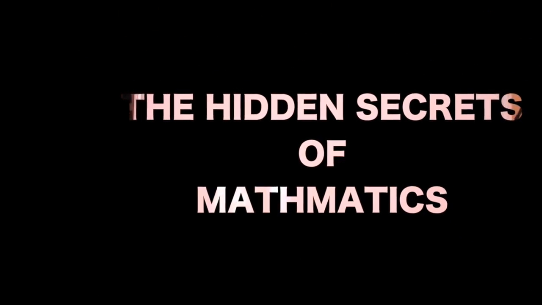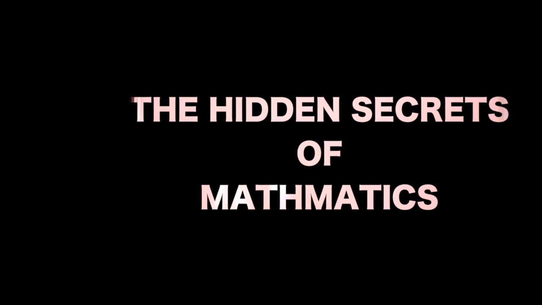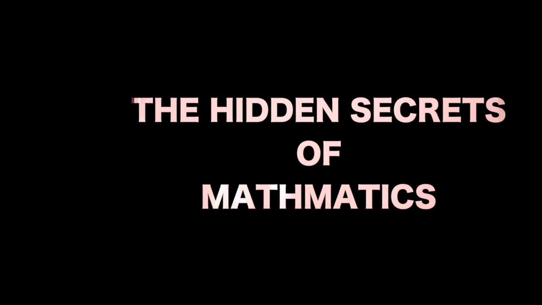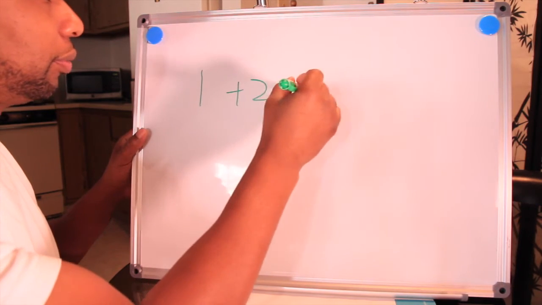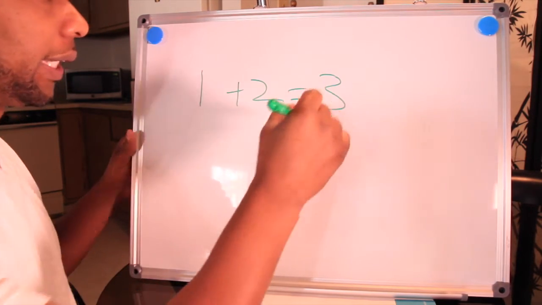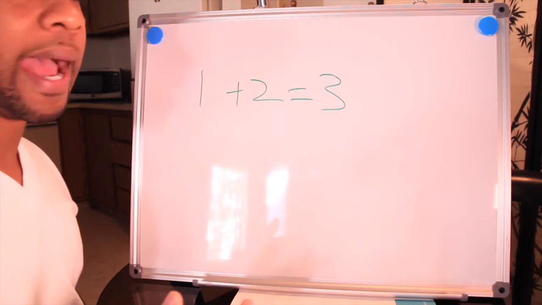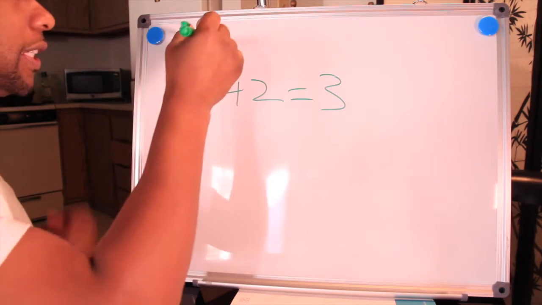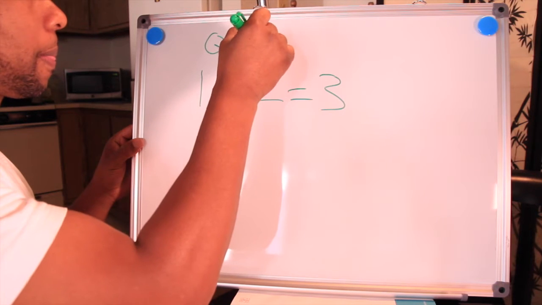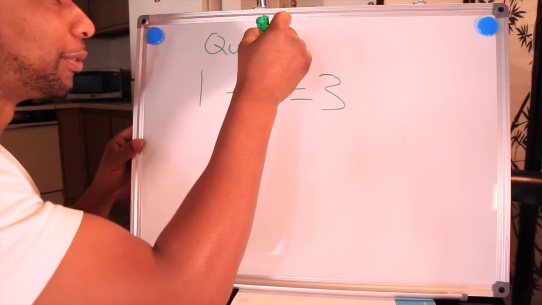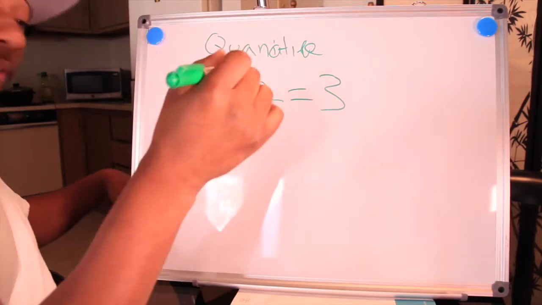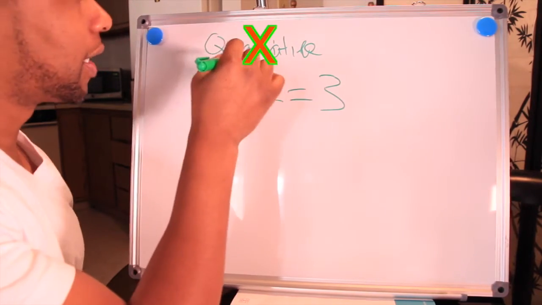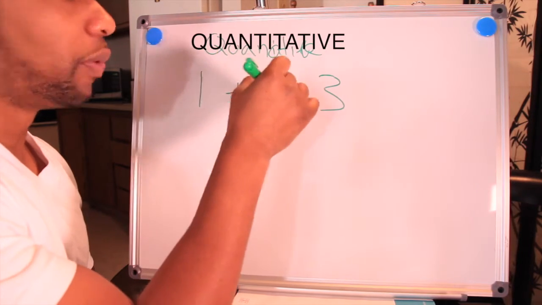Okay. Now, the reason why I bring all of this up is because in math we're taught in a very quantitative way. We're taught that 1 plus 2 equals 3. That's what we're taught in math. This is a quantitative way of doing math.